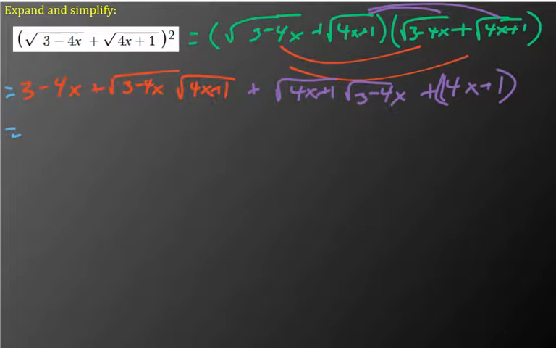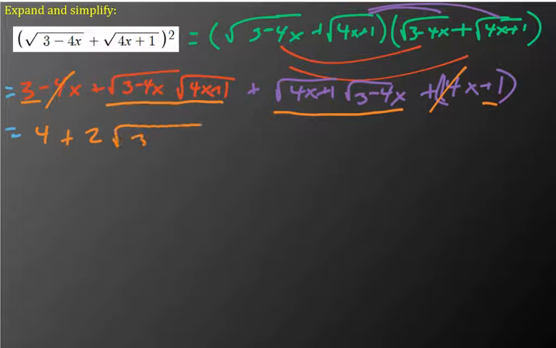And then I'm going to go ahead and start simplifying some stuff. So you have a minus 4x and a plus 4x, so that's actually nice. And then if you look here, I've got the same square roots multiplied. So I've got two of those, so I could combine those. And then I also have 3 and a plus 1. So I have 4 plus 2 of these square roots. And so you could leave it like that.